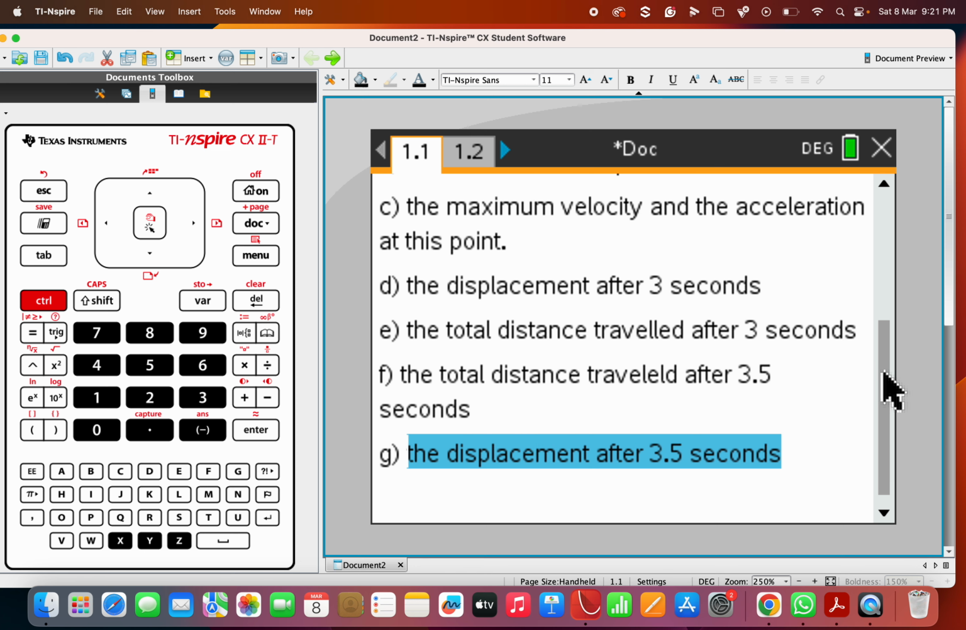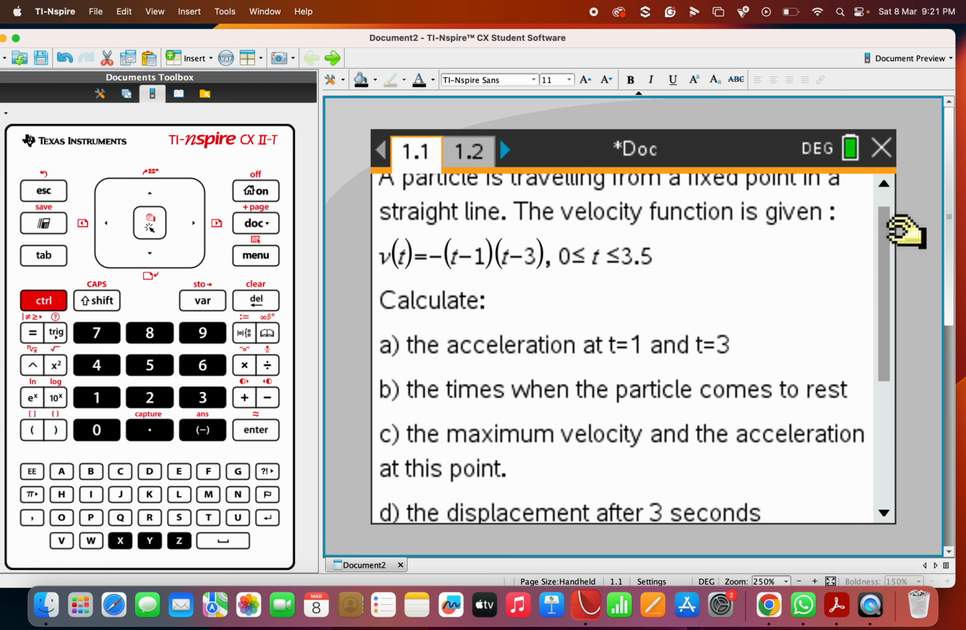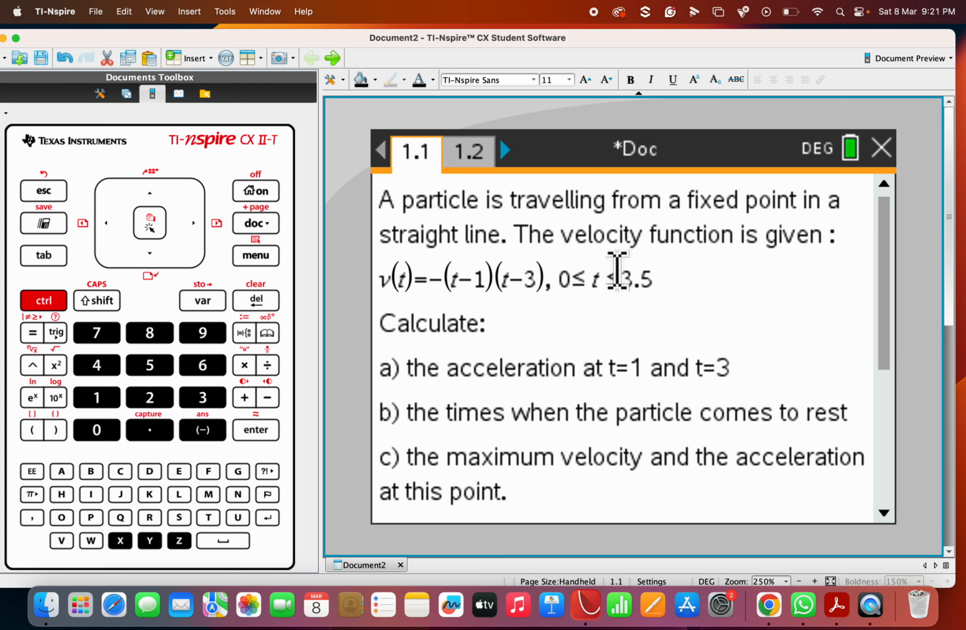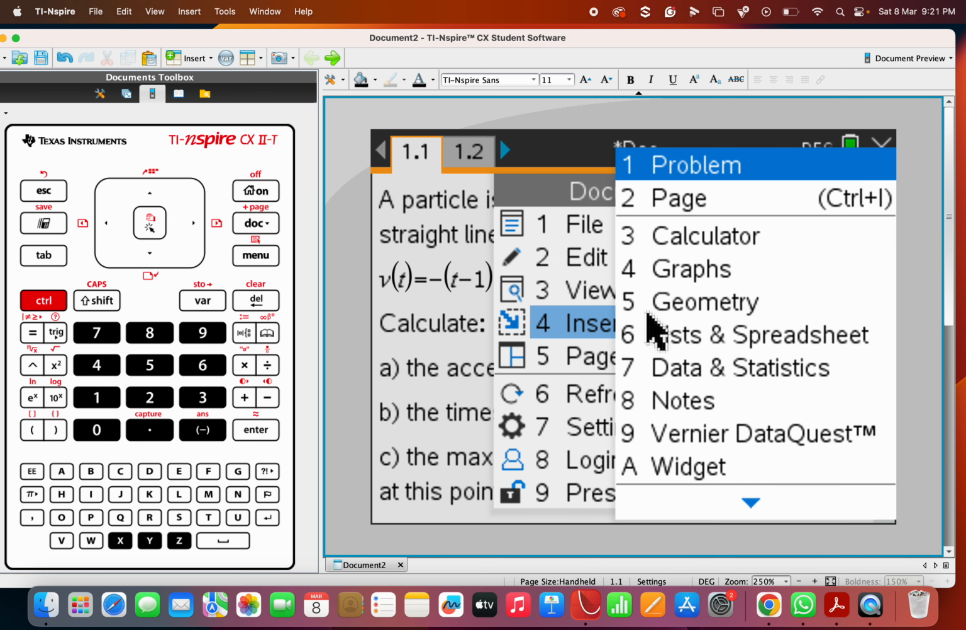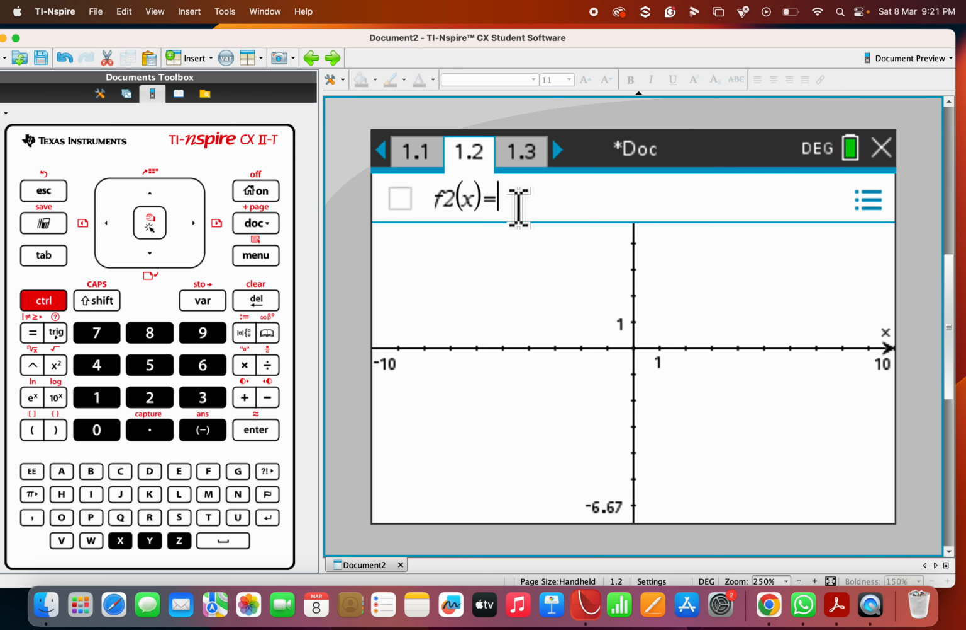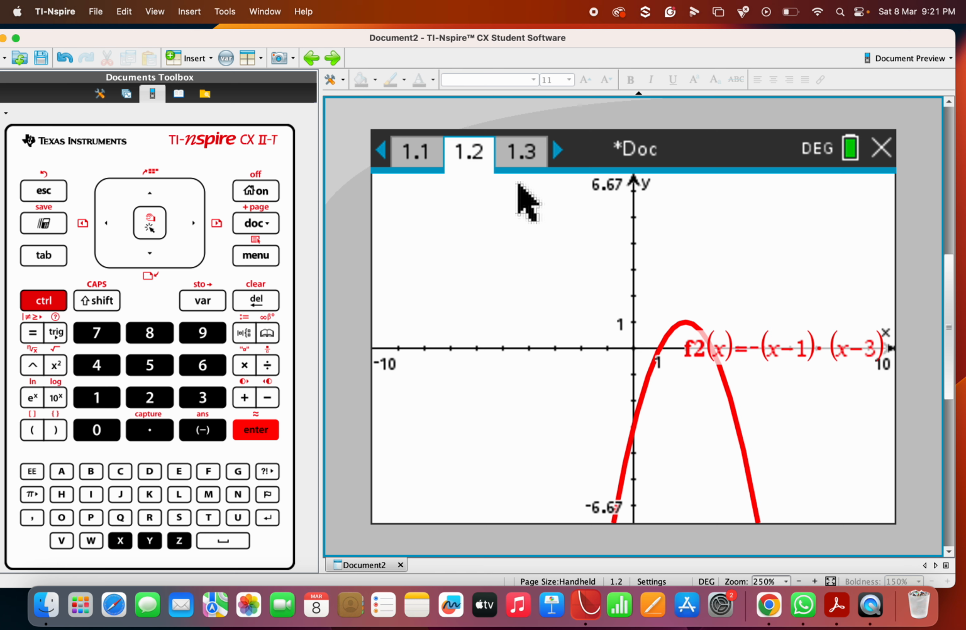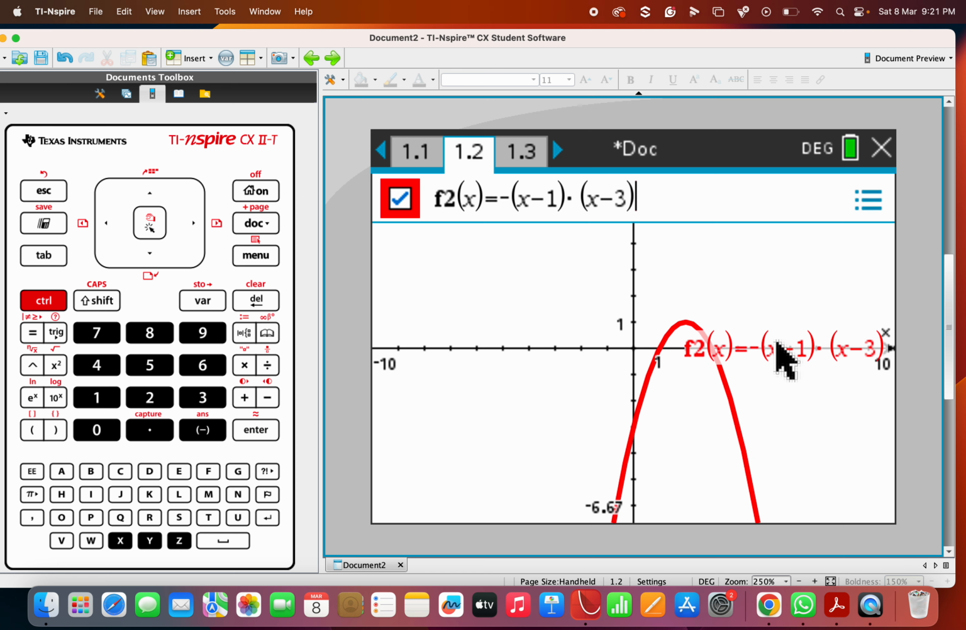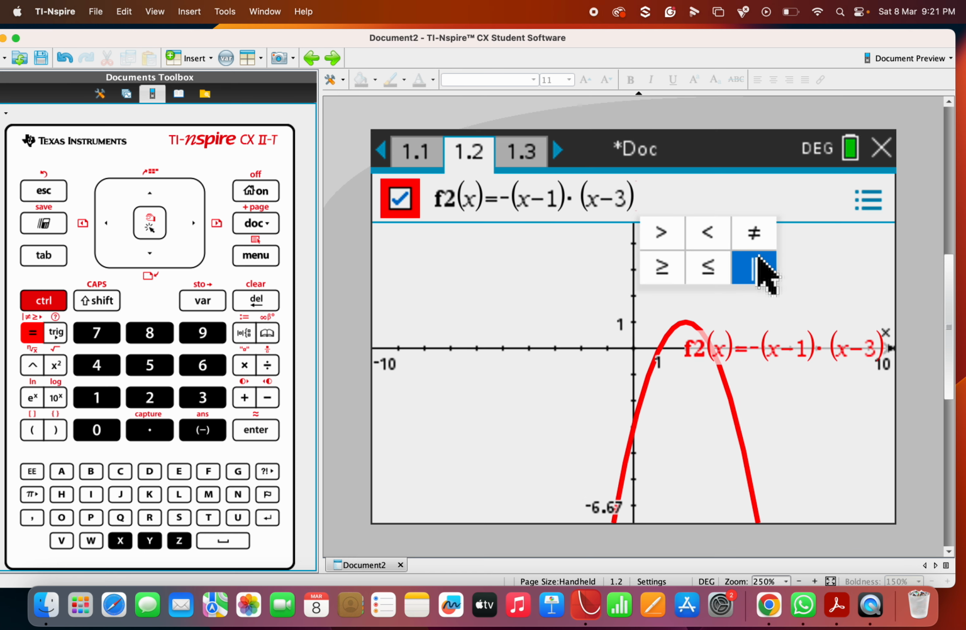Okay, so we need to be able to switch between each of those concepts. So let's get into it. To type this in and also to set the actual domain, we've got a cheeky little tool. Let's go doc, insert a graph. Now, of course, we're not going to use the t variable because we have to use x, so x minus 1, x minus 3. Now, you could go ahead and put that in, but we want to actually restrict the domain. So let's tell the calculator control equals, this is the "given that" symbol.